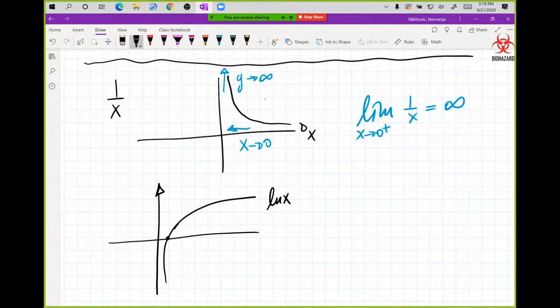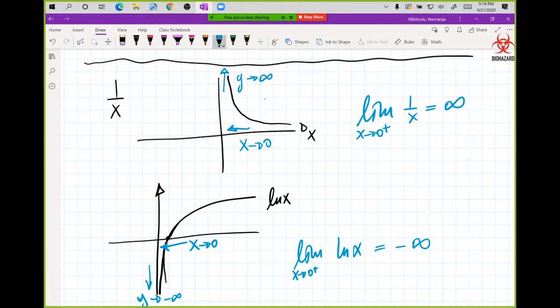So the ln x graph, as you are approaching the values from the right, it's again the Romeo approach, right? Going this way, x goes to 0. You see that the value goes down, y goes to negative infinity. So in this case, the limit of ln x as x goes to 0 plus, again, is going to give you negative infinity.